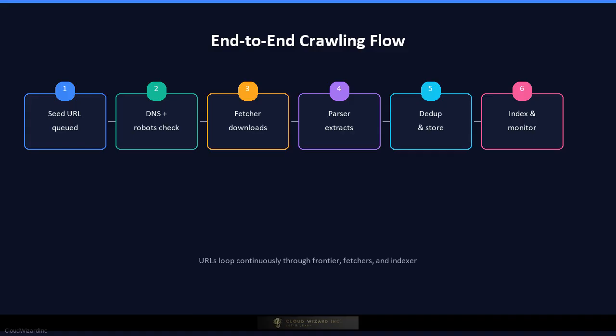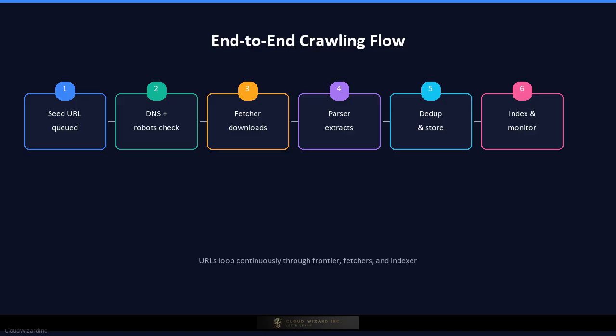Let's trace the end-to-end crawling flow. A search engineer seeds the crawler with popular domains and sitemap URLs. The URL frontier hands a high-priority URL to a scheduler. The scheduler checks a cached DNS record and a cached robots.txt policy for the host. If the host is crawlable and the politeness window has passed, a fetcher worker downloads the page.